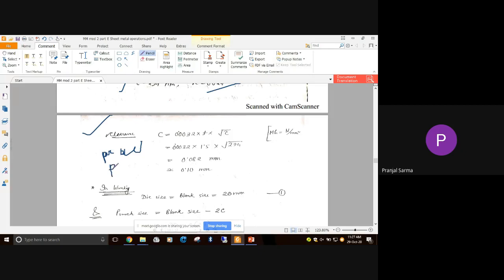Okay, writing on a laptop is difficult. This is the clearance per side. Okay, so how to get it? For this we already have c equal to 0.0032 into the thickness into root over tau.